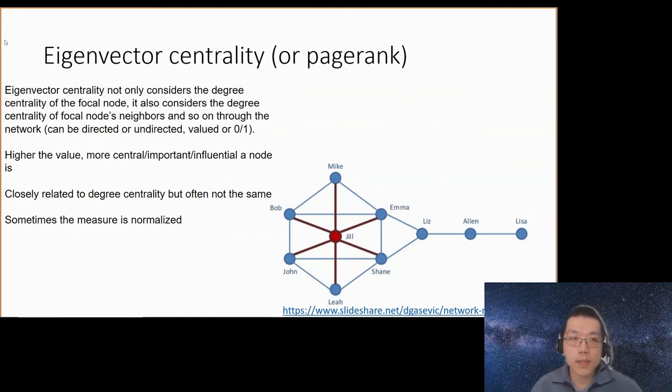And another concept is called eigenvector centrality. Eigenvector centrality is another measure of how important or influential someone is in the network. It not only considers the degree centrality of the focal node, but also the degree centrality of the focal node's neighbors and so on through the network. Again, the higher the eigenvector centrality, the more central, more important, or more influential someone is.